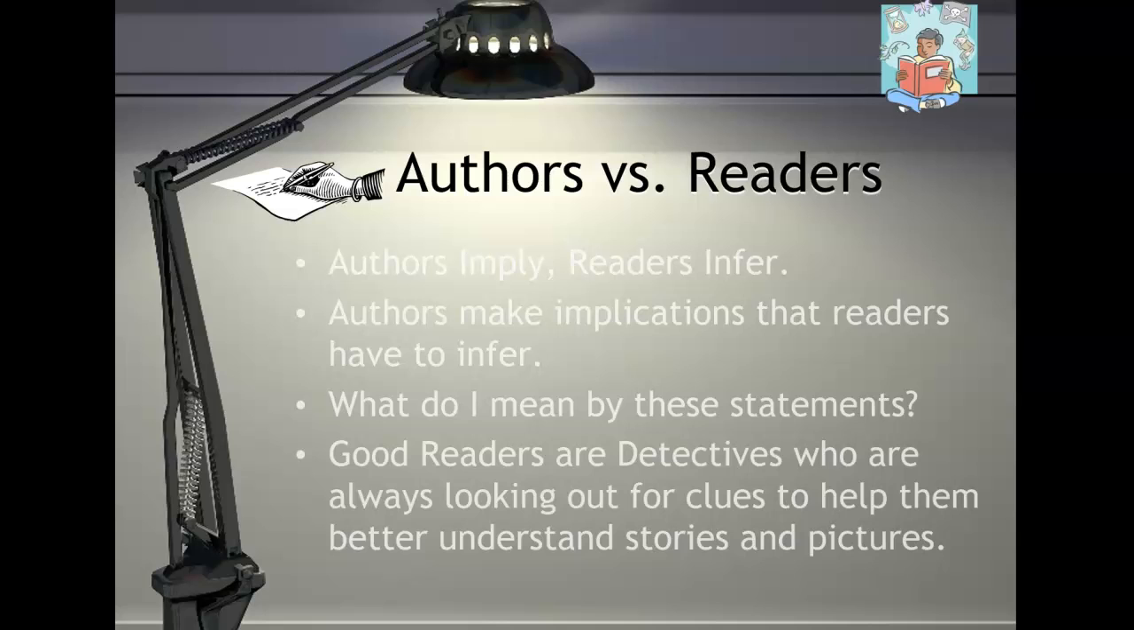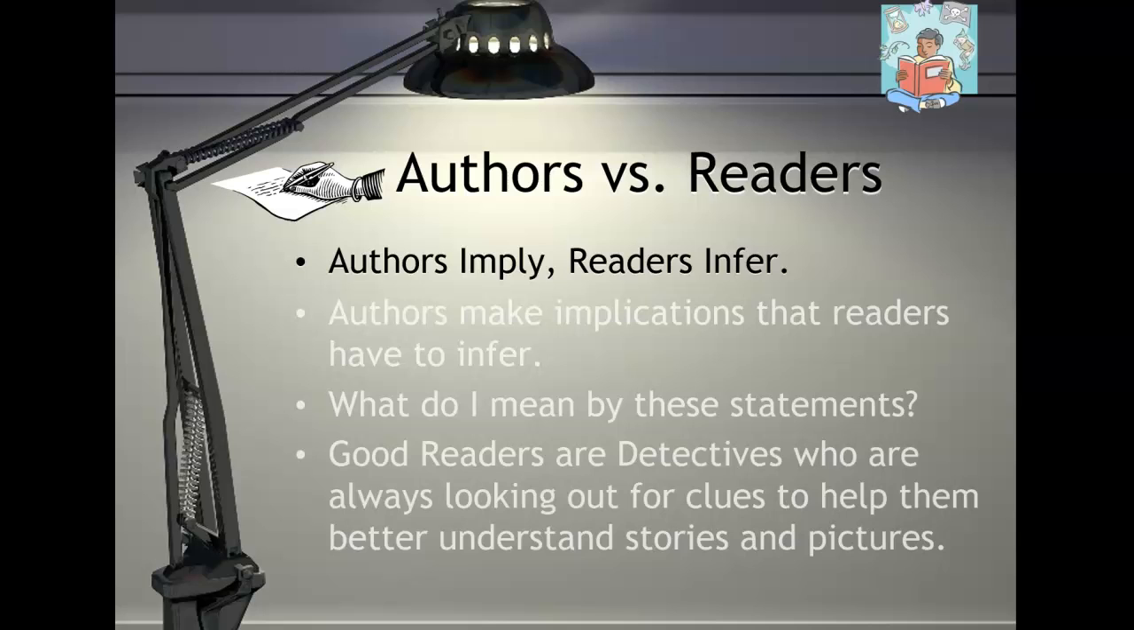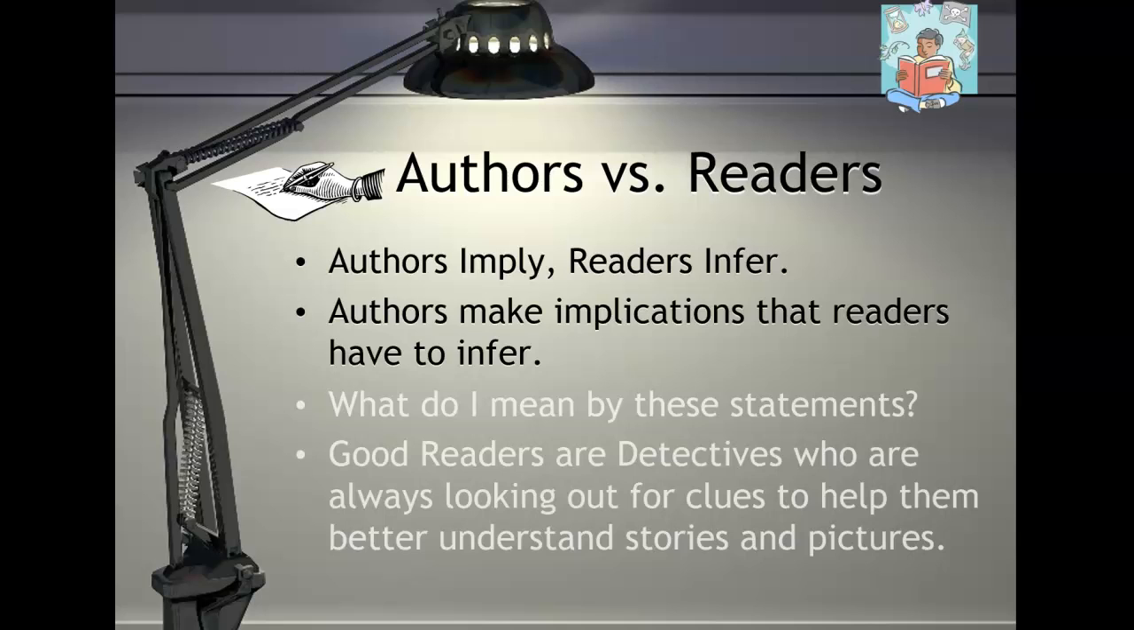So when we think about authors versus readers, what are the differences between those two? Authors imply, meaning they don't necessarily come right out and say the answer, and readers infer. We make guesses. Authors make implications that readers have to infer. An implication is a clue. They give us clues that help us infer.